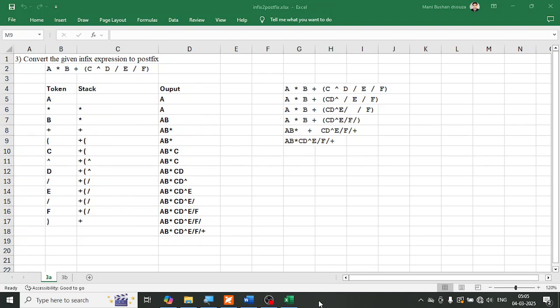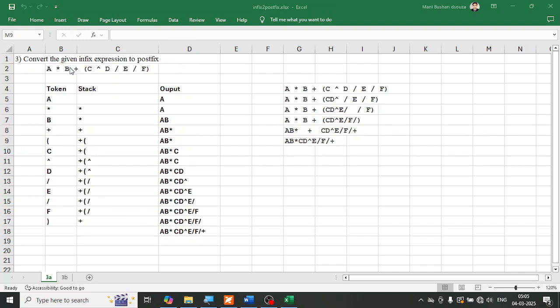Let us solve question number 3 in your question bank. Under this exercise, there are a lot of expressions given, and what we have to do is convert the infix expression into a postfix expression. Now, what is the difference between infix and postfix?